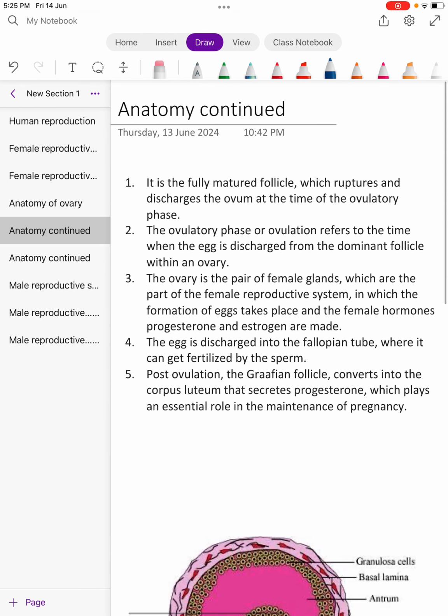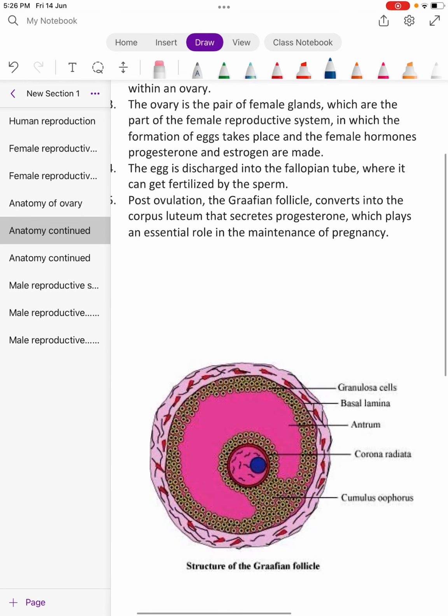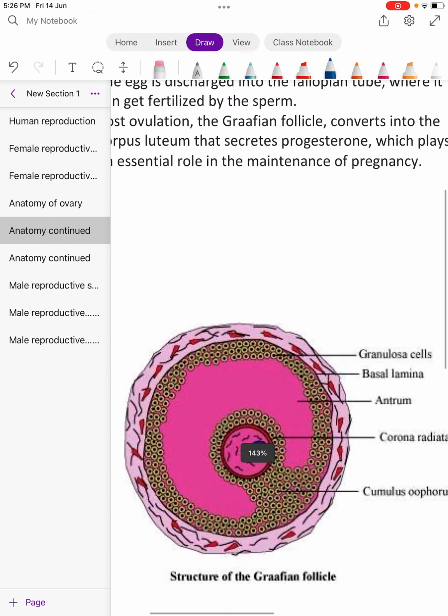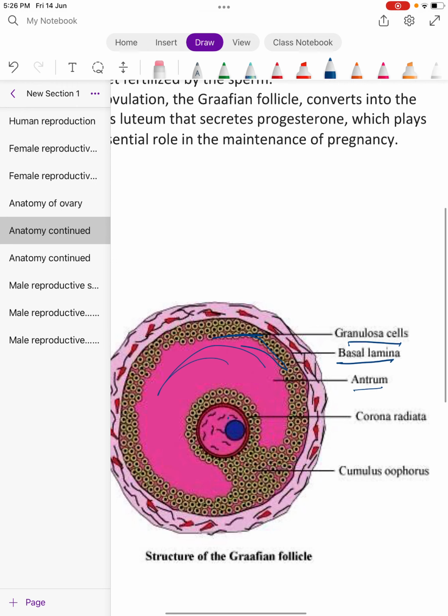So here is the anatomy continued. First of all, this is the structure of graafian follicle. So जो outer layer है, this layer is known as granulosa cells. Then is the basal lamella. Here is the empty space called antrum. Then this one is the ovum, and there is another layer which is known as cumulus oophorus. Okay, so this is the basic structure of the graafian follicle.